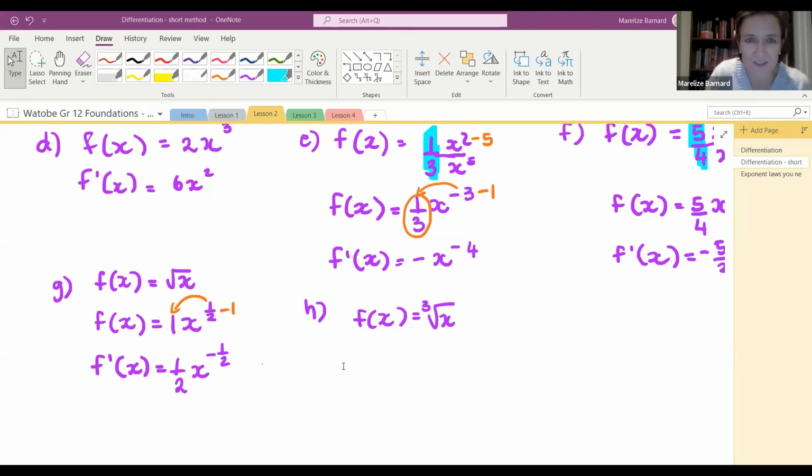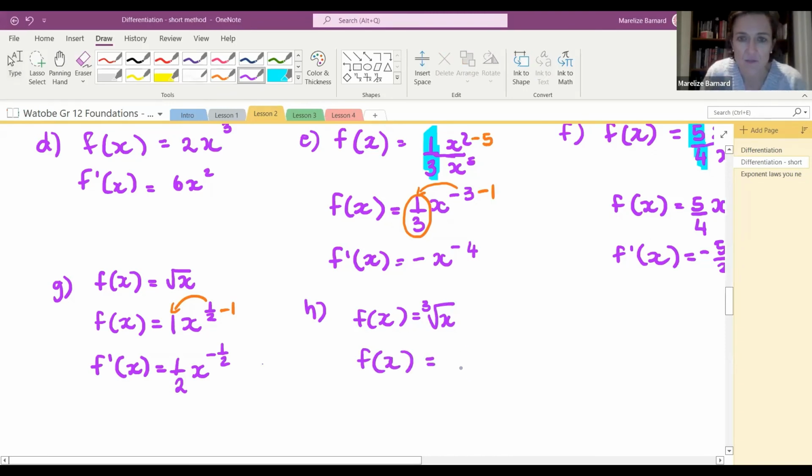Okay, some answers are in. We first change the root to a power. So that's x to the power of 1/3. Then we differentiate, and I see quite a few got it right.